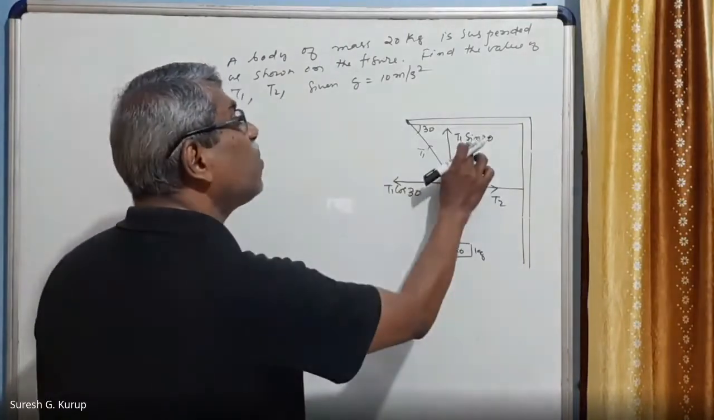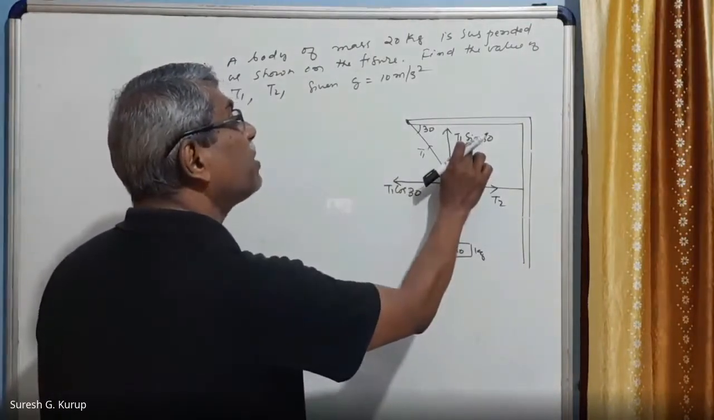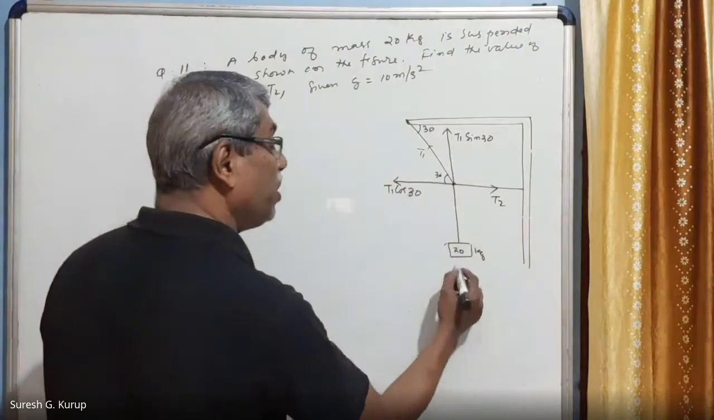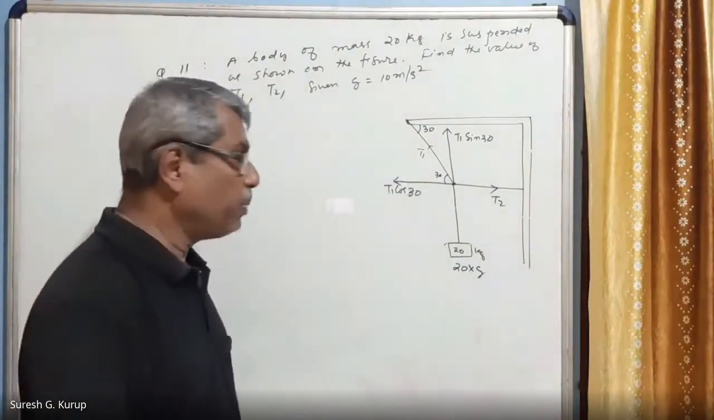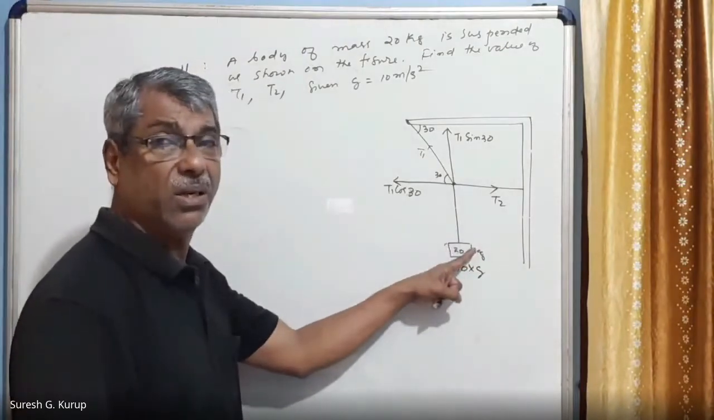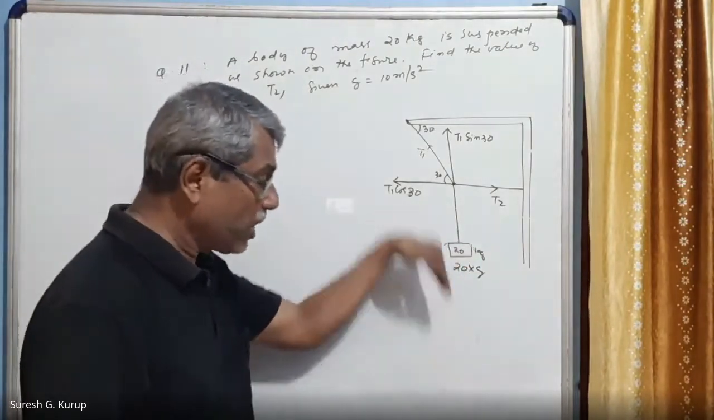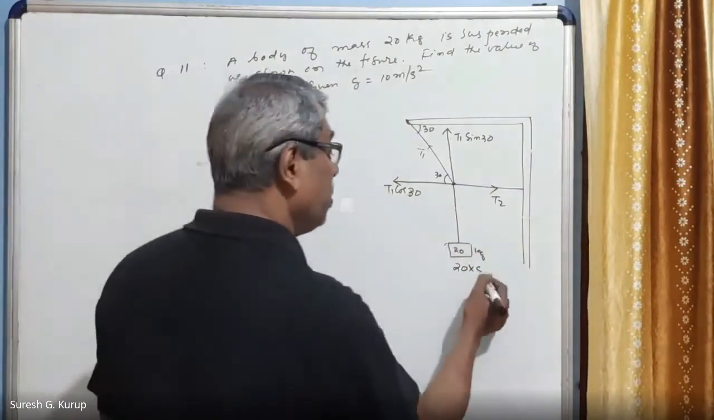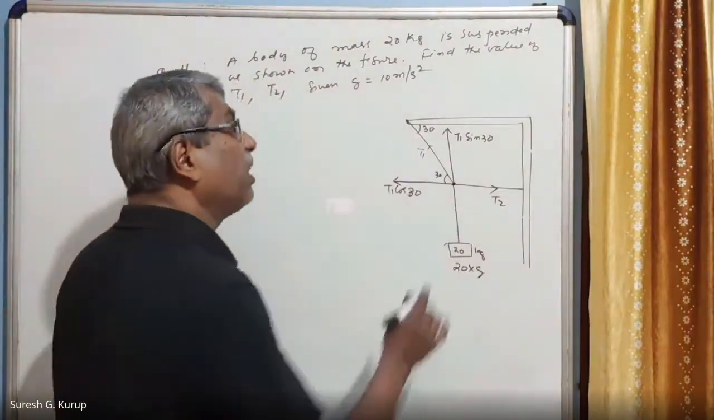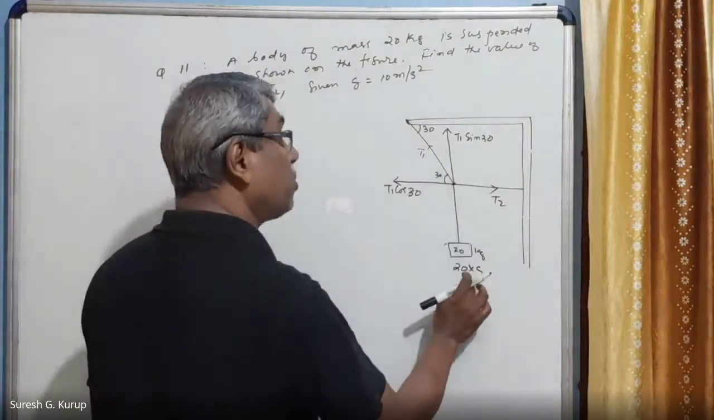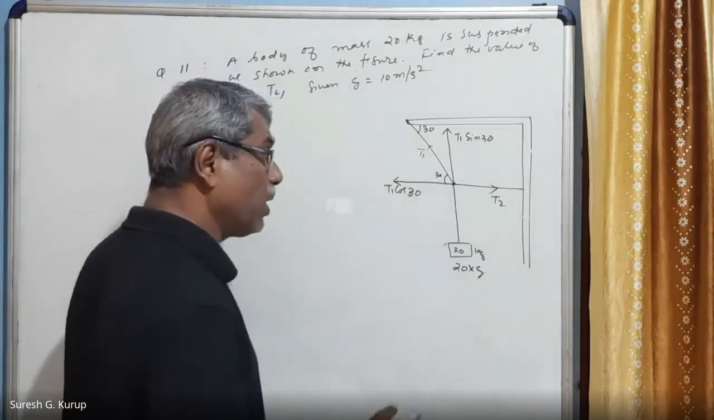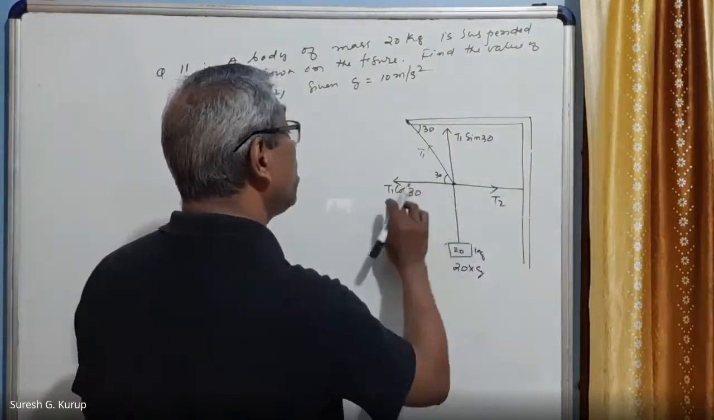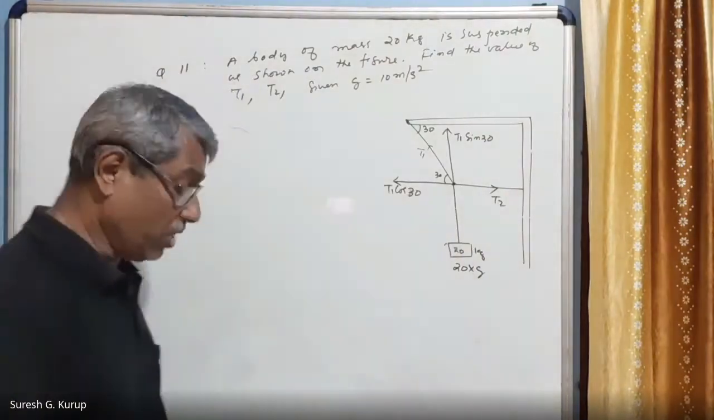Therefore, T1 sin 30 is equal to 20 into G. mg actually, force is mg. This is mass, 20 kg is the mass. Therefore, force acting downward is 20 into G. These two forces are balancing. Which forces? T1 sin 30 and 20G are balancing. In the same way, T2 is balancing T1 cos 30.